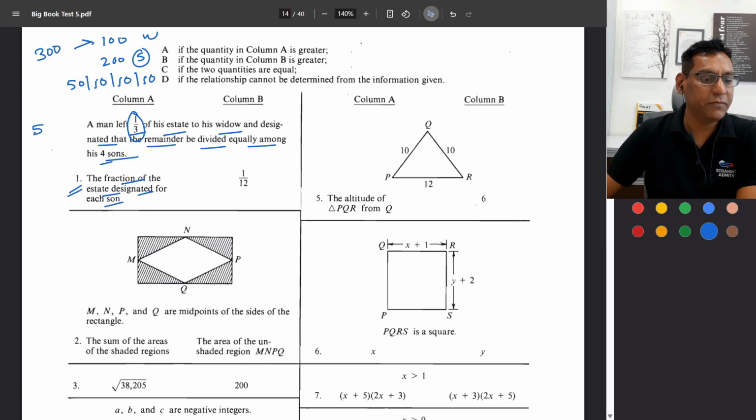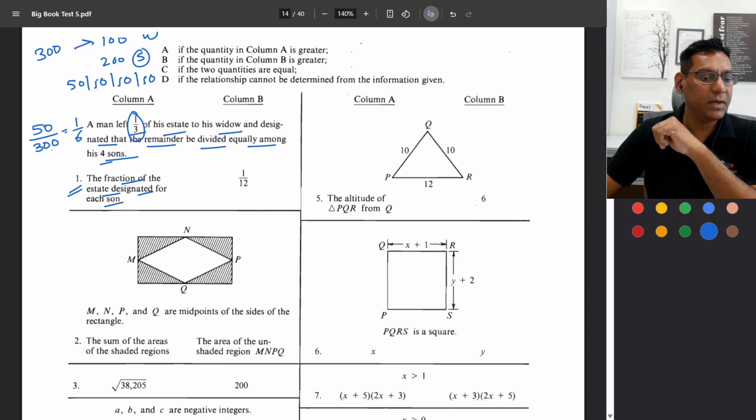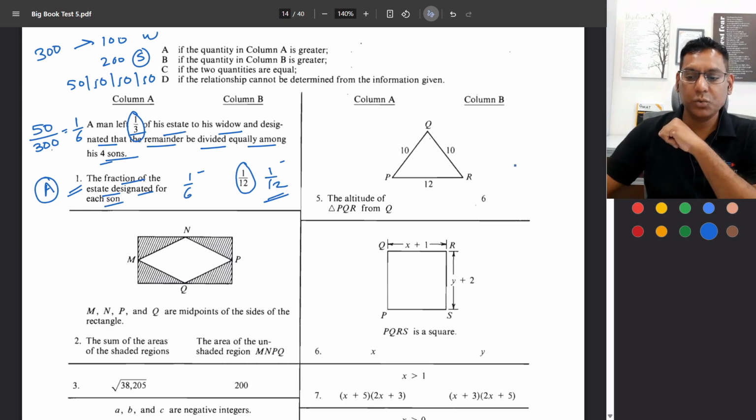Each son is getting 50, out of the $300 of overall estate. So this fraction comes out to be 1 by 6. So this is 1 by 6, this is 1 by 12, right? Numerator is the same. We have a bigger denominator here. That means this number is going to be smaller, correct? So answer choice A.